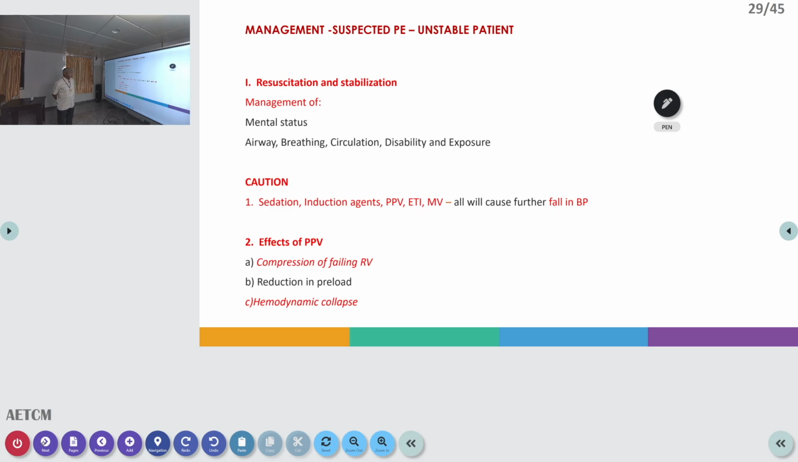And remember here in the resuscitation, sometimes the patient may warrant going for an endotracheal intubation or mechanical ventilation. This is a double-edged weapon. So this may sometimes worsen the patient. Because of the sedation, because of the induction agents, the hypotension may profoundly go for serious conditions. And one more factor you have to keep in mind is the positive pressure ventilation. Again, it will cause further fall in the blood pressure. So the effects of the positive pressure ventilation: compression of the failing right ventricle, causing the reduction in the preload, and then it may cause the hemodynamic collapse.